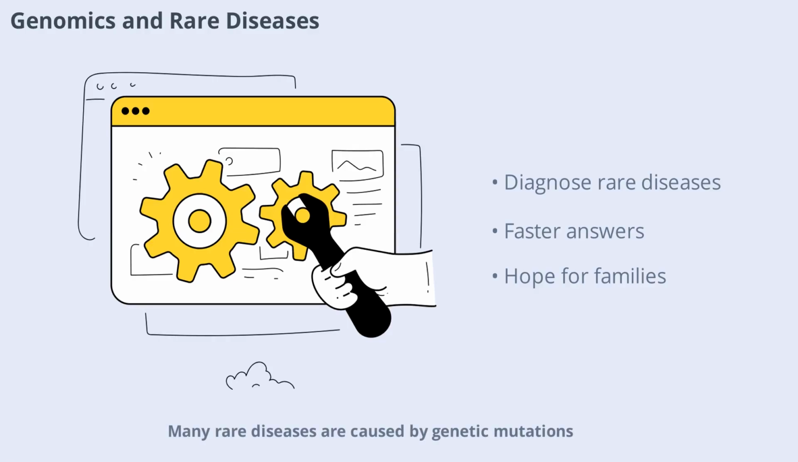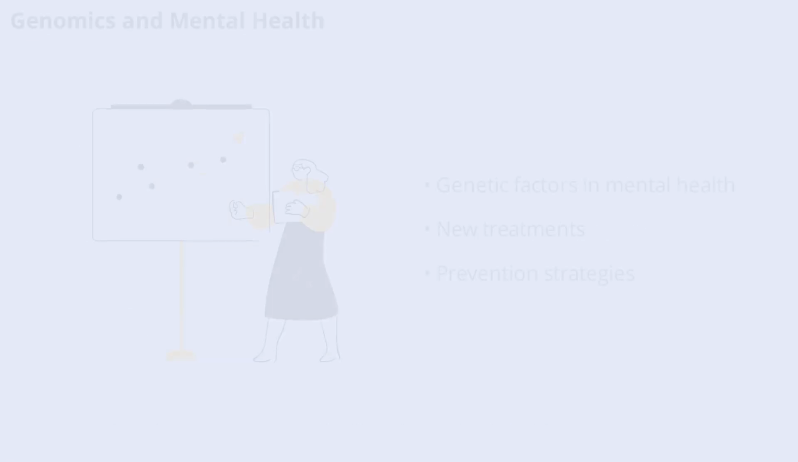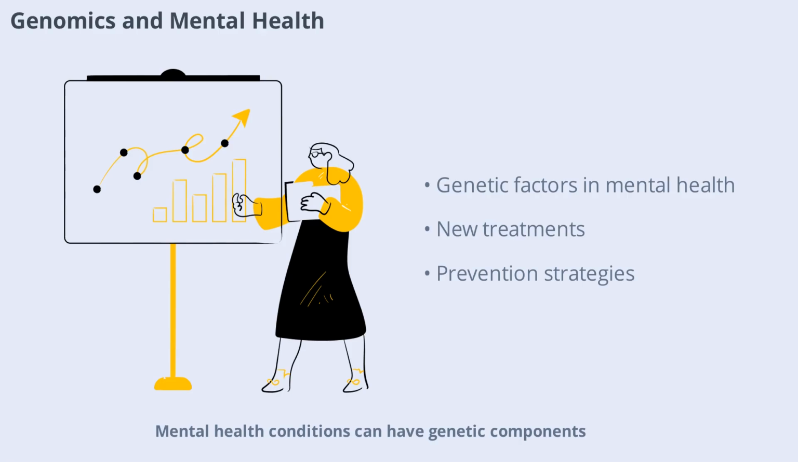Many rare diseases are caused by genetic mutations. Genomics has made it possible to diagnose these conditions more accurately and quickly, giving hope to patients and families who previously had few answers. Mental health conditions can have genetic components.